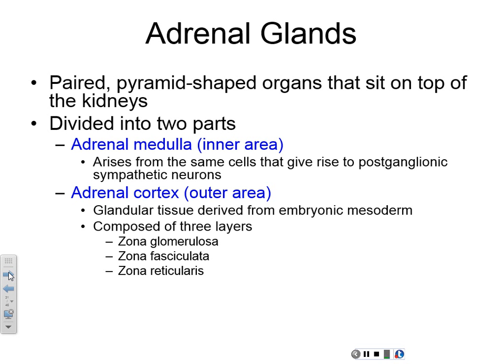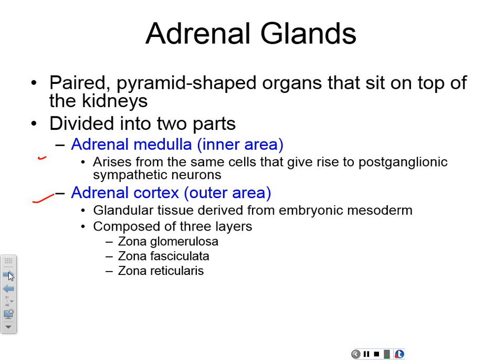So these are paired, of course, on top of the kidneys, divided into two parts. Like I said, the adrenal medulla is the inside layer, and that one produces epinephrine and norepinephrine, sometimes called adrenaline and noradrenaline because of the adrenal glands. And then, of course, the adrenal cortex, which is on the outside, produces a whole bunch of these: glucocorticoids, mineralocorticoids, and so forth.